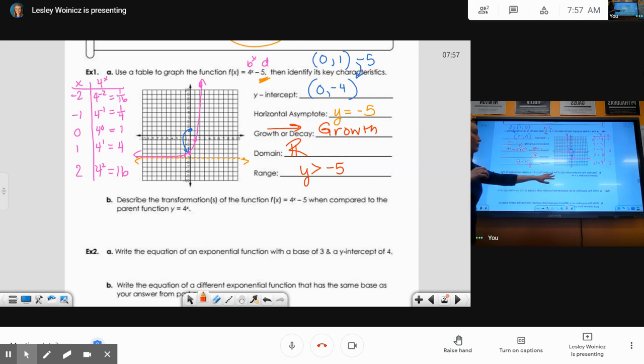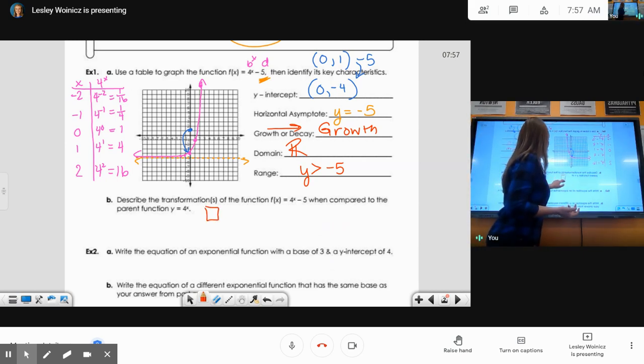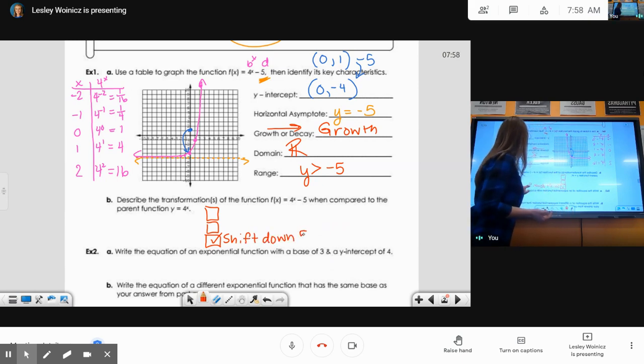So now for part B, I have to describe the transformations of my function compared to my parent function. So all we did, there was no vertical stretch, there was no reflection. All we did was a shift down 5 units. That's it.